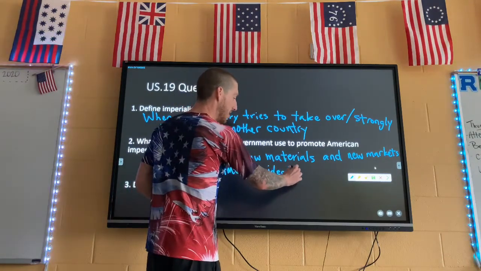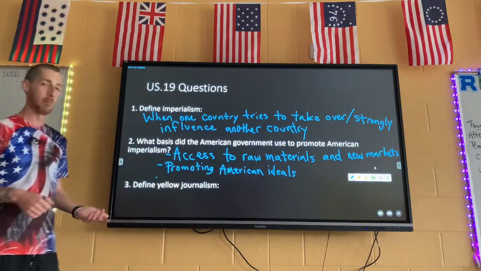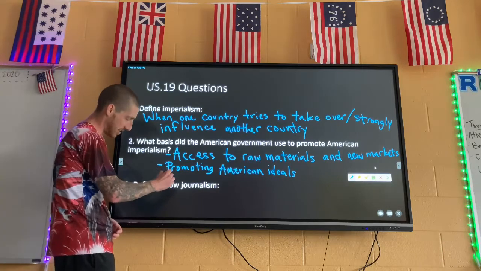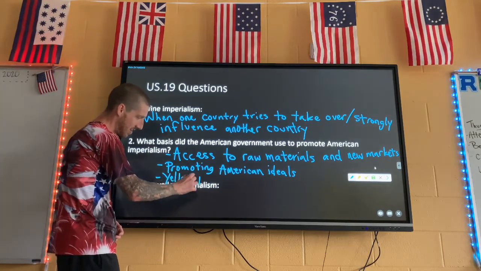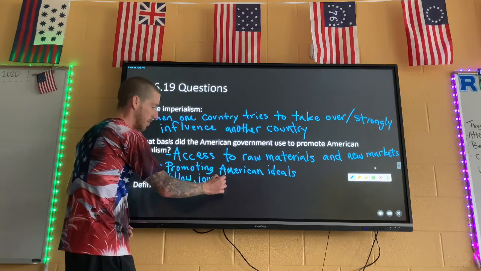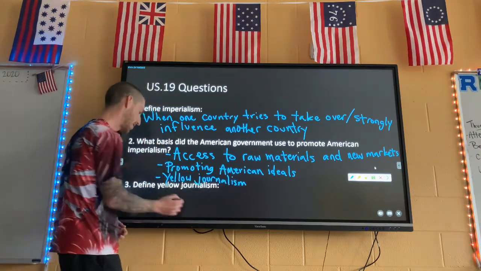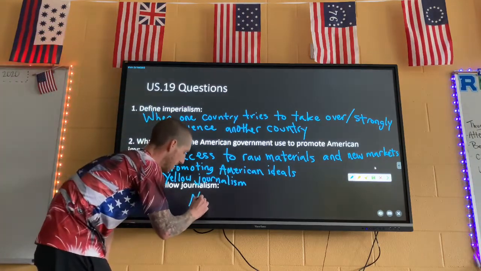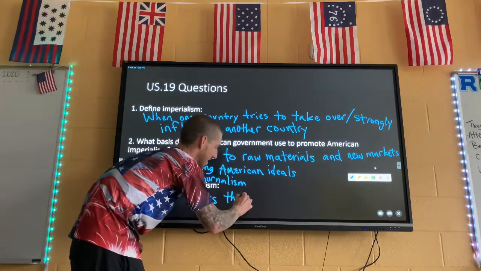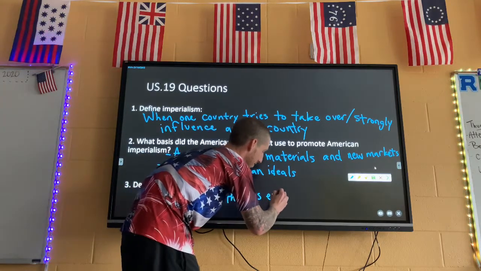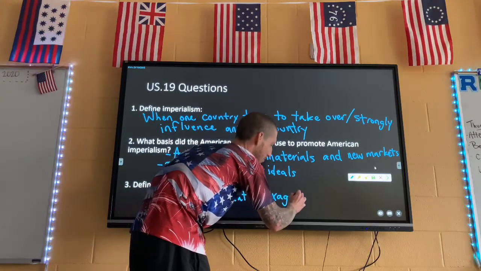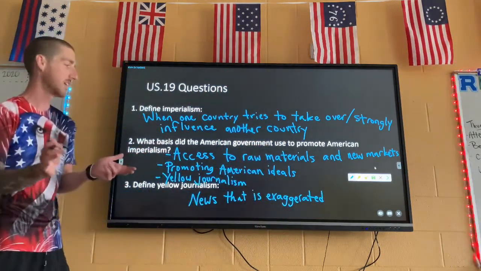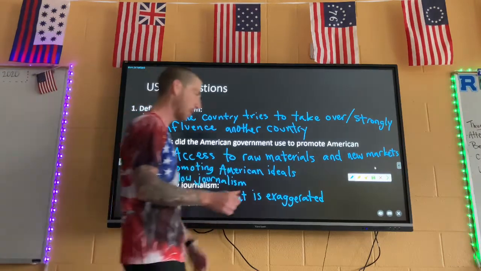And last one, it's that weird kind of news that gets people excited to go do something, and particularly back then, go to war with Spain: yellow journalism, and it actually tells you right there. Yellow journalism. All right, now, define yellow journalism. So what is yellow journalism? It's news that is exaggerated. So it's like very like, whoa, it may not actually be real facts. They might be real facts, but they're worded in a way to get you real excited. News that is exaggerated to get people excited.